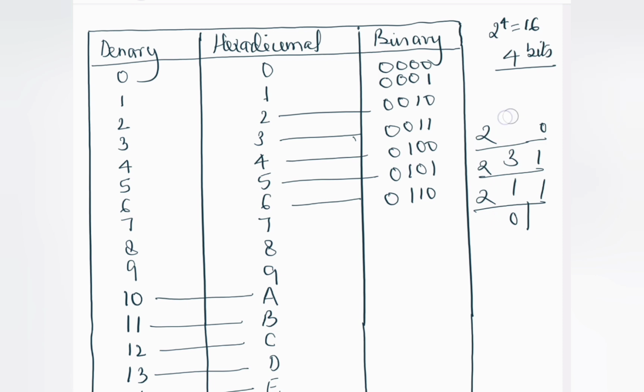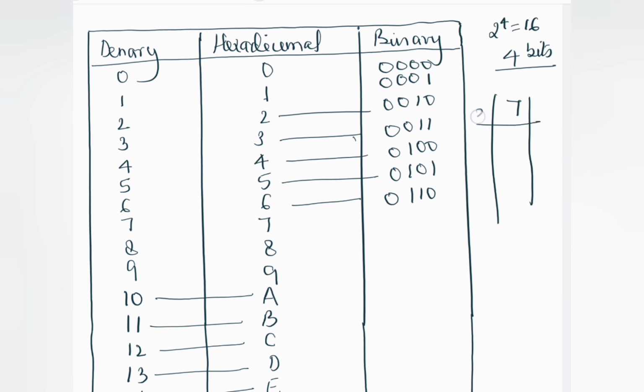Let's quickly do the 7 now. I'm going to use the same space. So 7 is over here. 2 3 times, and remainder is 1. 2 1 time, remainder is 1. 2 0 times, and the remainder is 1. So it's 111 for you. If you're comfortable using the subtraction method also, you might want to give it a try.